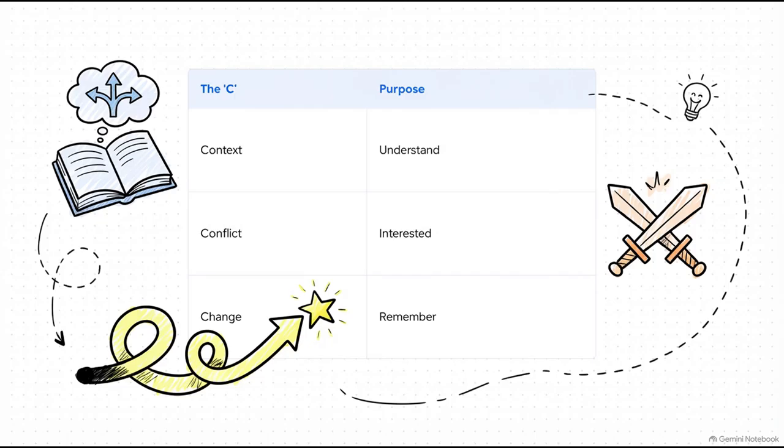Think about it. If you pull out the conflict, people just stop listening. They check their phones. And if you take out the change, people will completely forget your entire story by tomorrow morning. You need the whole shebang.